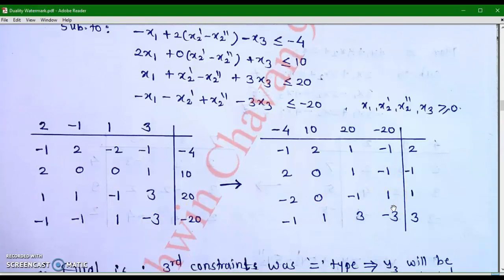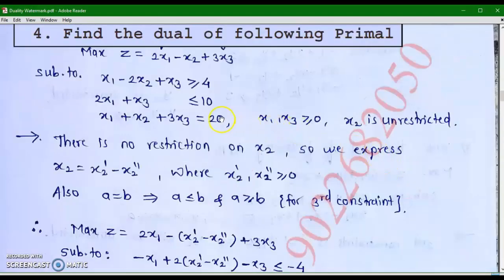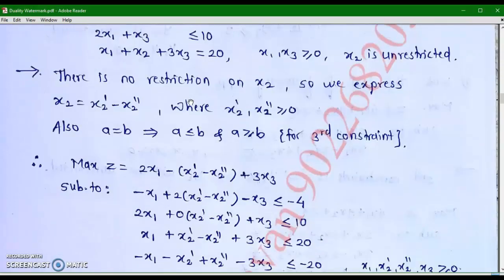Now while writing the dual we have to take care that we have written here the third row is equality, that's why the third variable will be unrestricted. The second variable is unrestricted, it means the second constraint will be of equality type. We have to remember this.